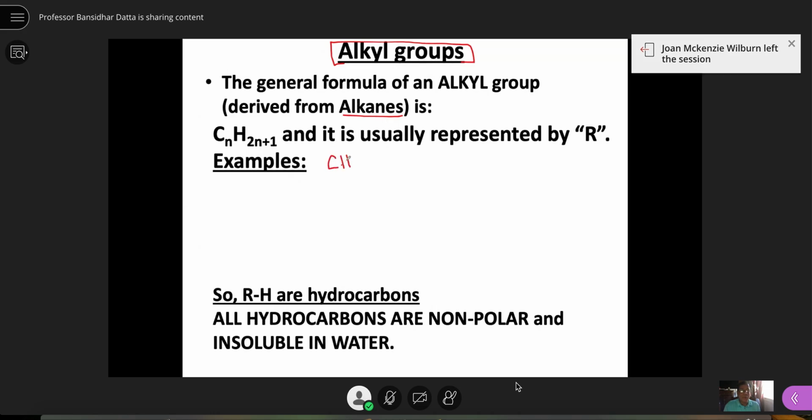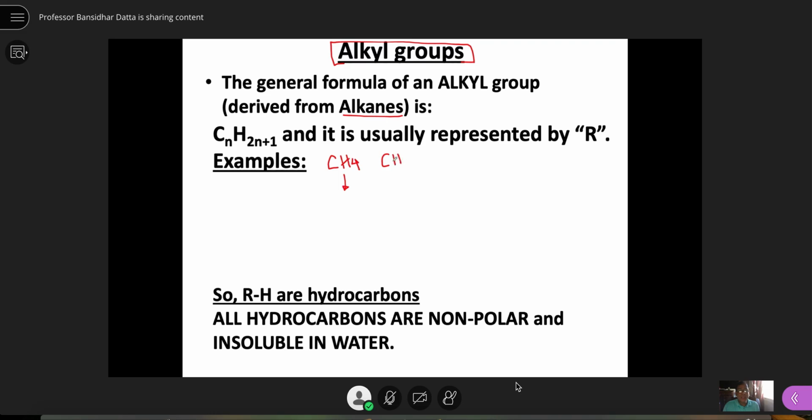You tell me the alkyl group because I already told you. If the molecule is methane, CH4, what is the name of the alkyl group? Likewise, if you take CH3, CH2, CH3, tell me the name of the alkyl group. If you have methane, CH4, what's the name of the alkyl group?